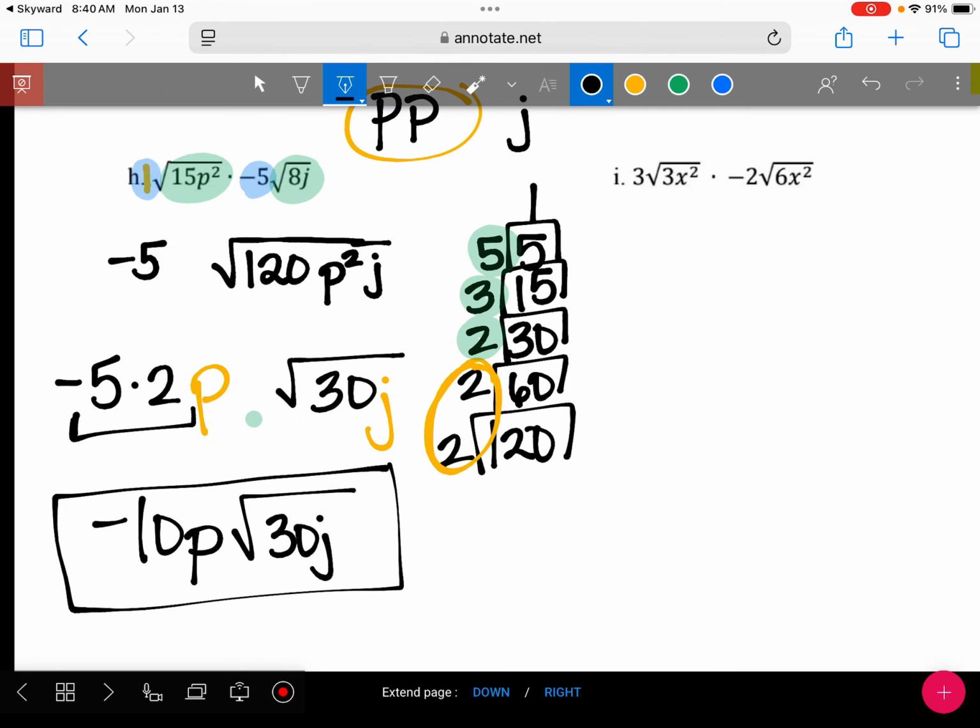Go ahead and do I. Multiply and then simplify.